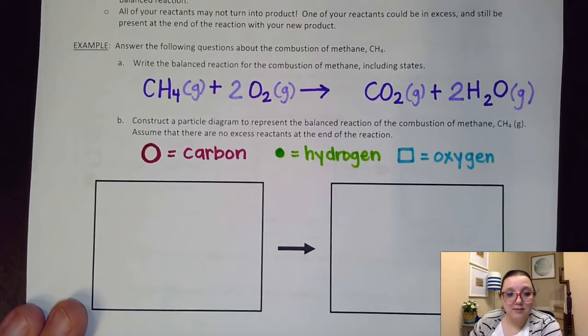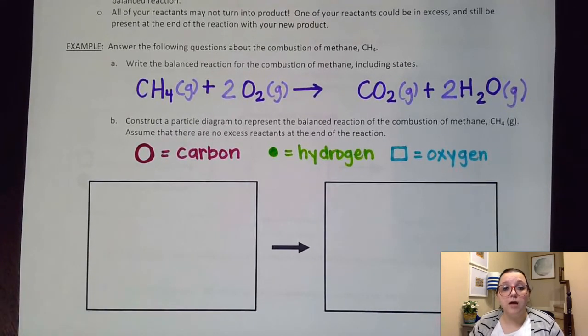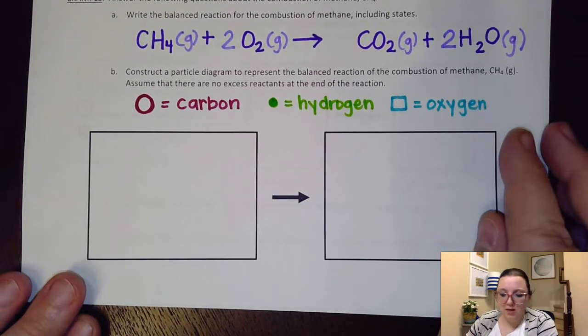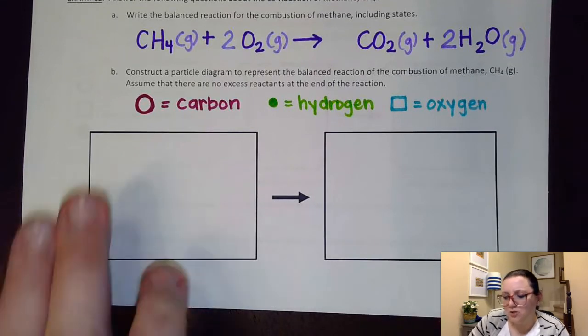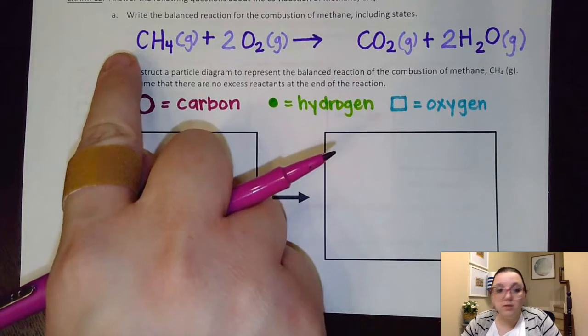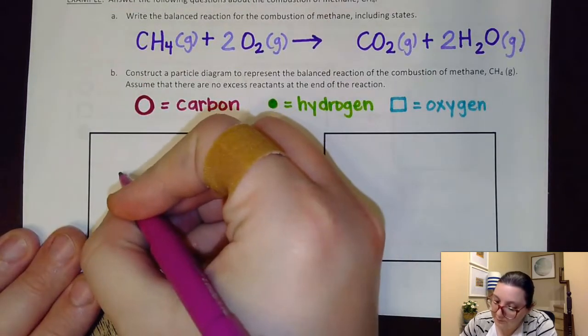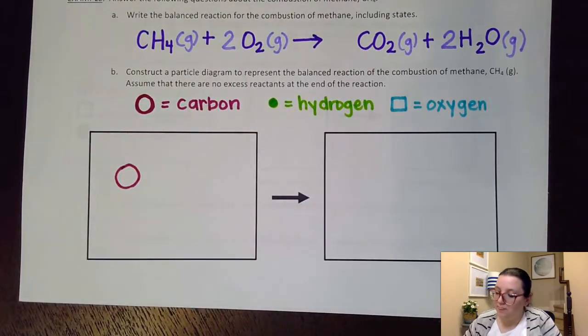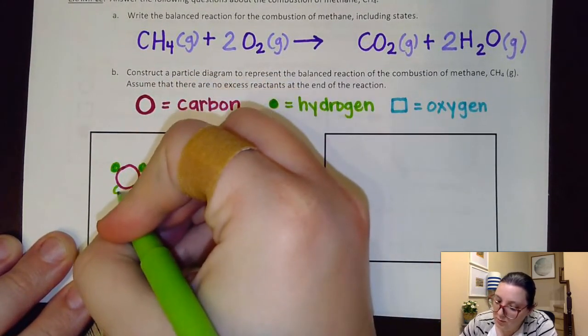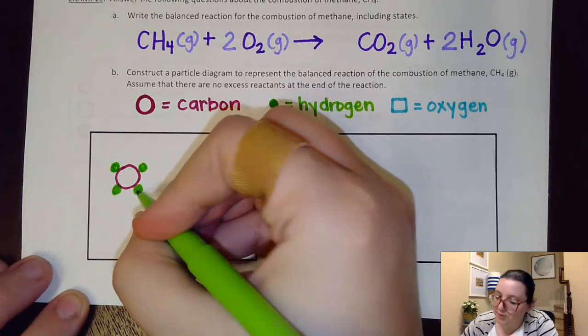All right, so next it asks us to construct a particle diagram to represent the balanced reaction for that combustion. And since it didn't specify here how many of things to draw, I'm going to draw them in the same ratios, the same counts of things that I see up here. So first I'm going to draw my CH4, and according to this, I'm only going to draw one of it. So there's my carbon with my 1, 2, 3, 4 hydrogens.